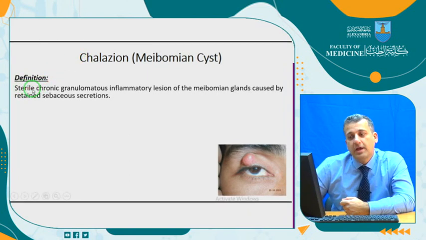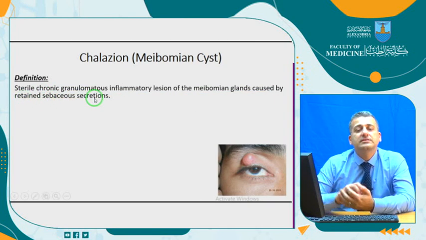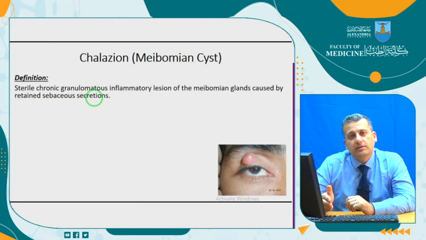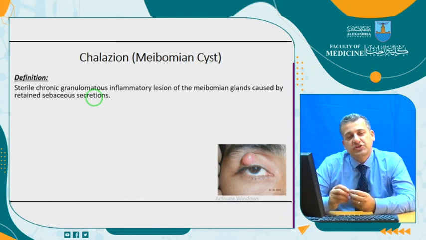There is no organism. Chronic. The previous two were acute. This is chronic. Granulomatous inflammatory lesion. Why is it granulomatous? Because it is chronic. Of the meibomian gland, caused by retained sebaceous secretion. So what is the function of the meibomian gland? It secretes, as I said before, oily material that covers the tear film to retard the evaporation of the tears. So this oily material is sebaceous-like material.